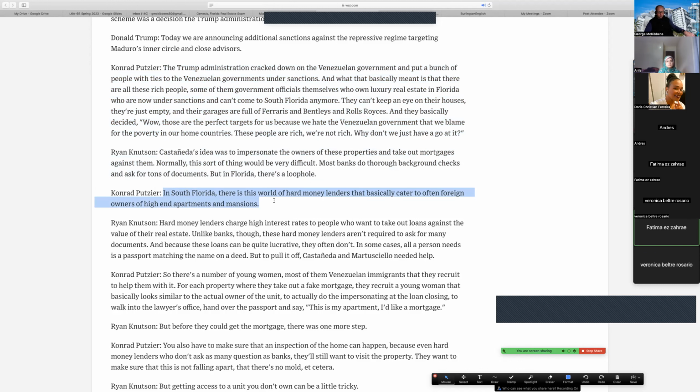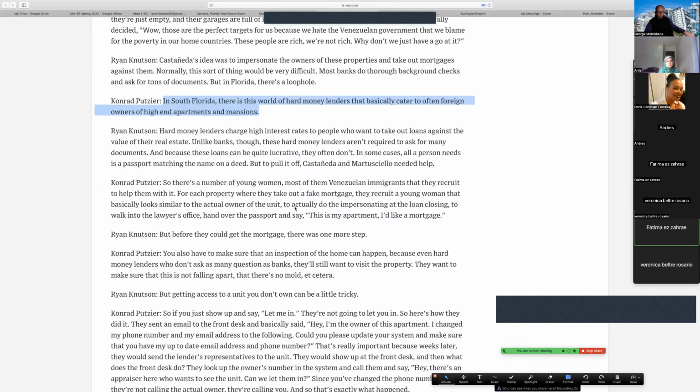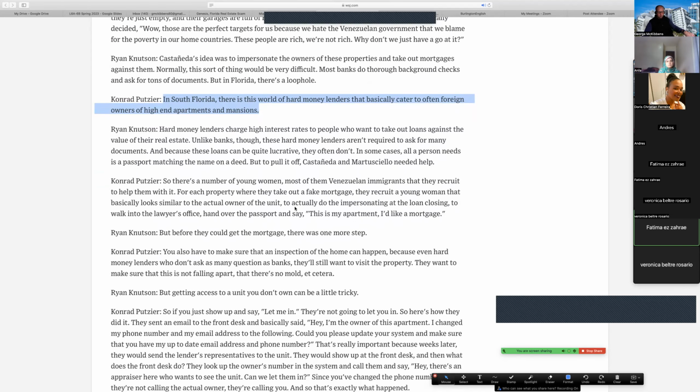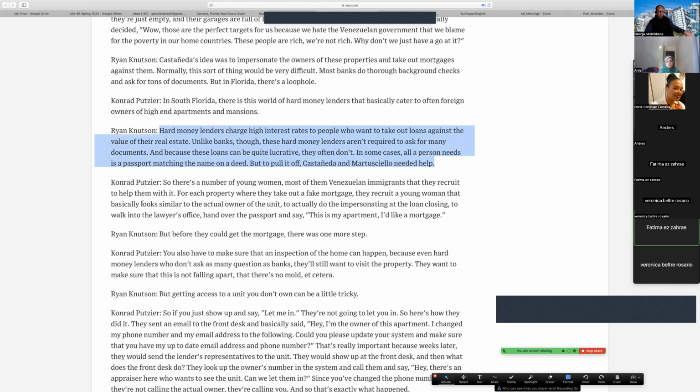In South Florida, there is this world of hard money lenders that basically cater to often foreign owners of high-end apartments and mansions. Hard money lenders charge high interest rates to people who want to take out loans against the value of their real estate. Unlike banks, though, these hard money lenders aren't required to ask for many documents. And because these loans can be quite lucrative, they often don't. In some cases, all a person needs is a passport matching the name on a deed.